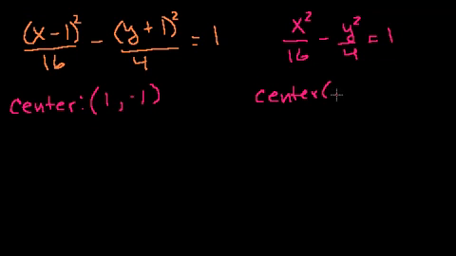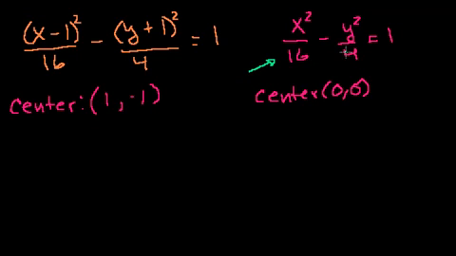Center is 0, 0. So the easy way to graph this is to really graph this one, but shift it so you use the center being 1, minus 1 instead of 0, 0. So let's do that. Let's figure out the slope of the two asymptotes here, and then we can shift those so that it's appropriate for this hyperbola. So if we go with this one, let's just solve for y.